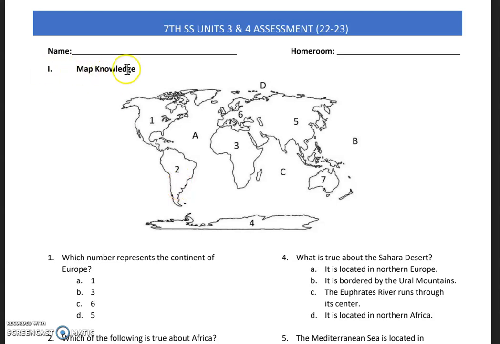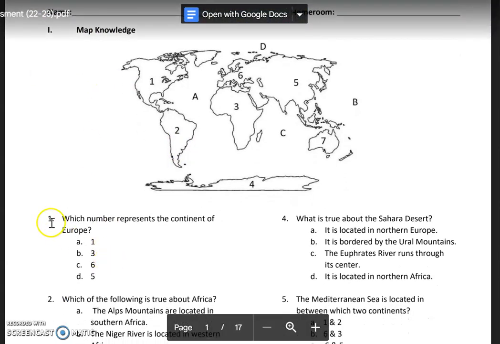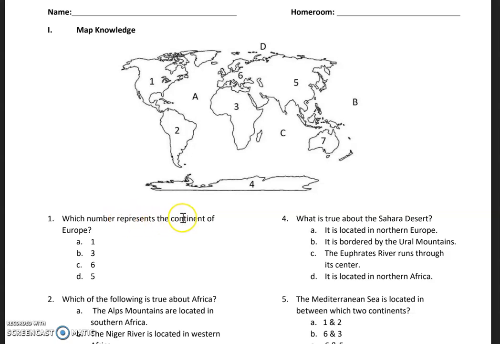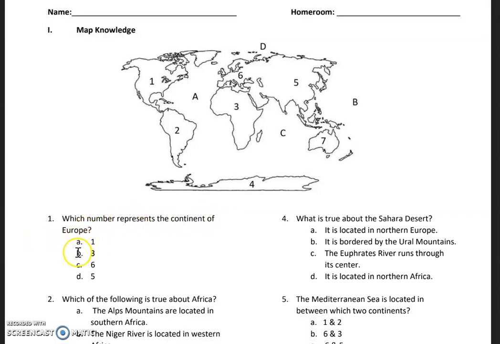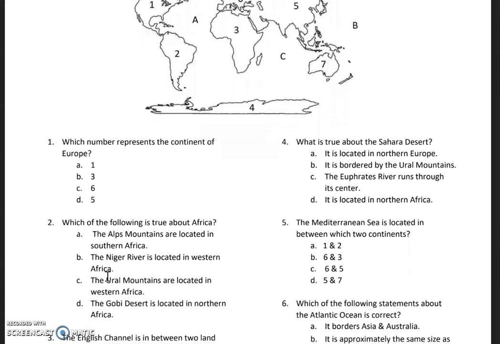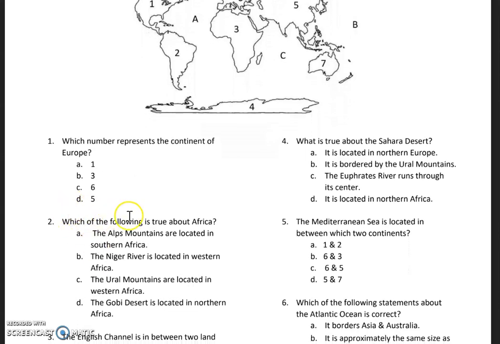Section 1, Map Knowledge. Number 1. Which number represents the continent of Europe? A. 1, B. 3, C. 6, D. 5. Number 2. Which of the following is true about Africa?